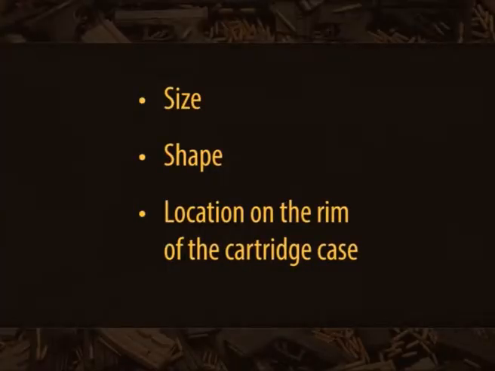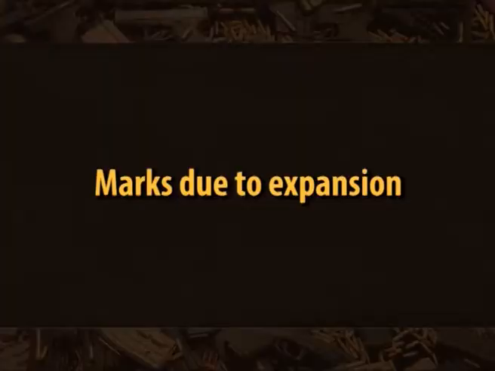Repeater and automatic arms normally form definite and actually recognizable marks like size, shape and location on the rim of the cartridge case. But sometimes their sliding marks offer more positive identification. Then we have marks due to expansion.